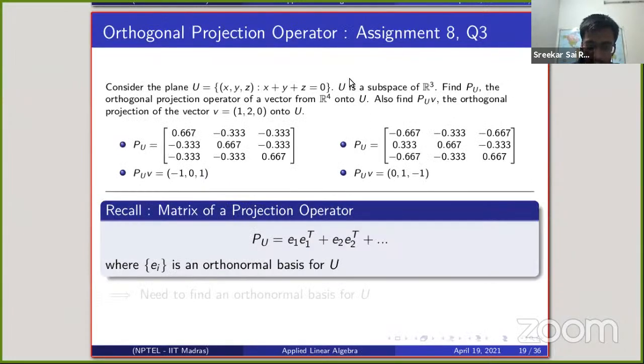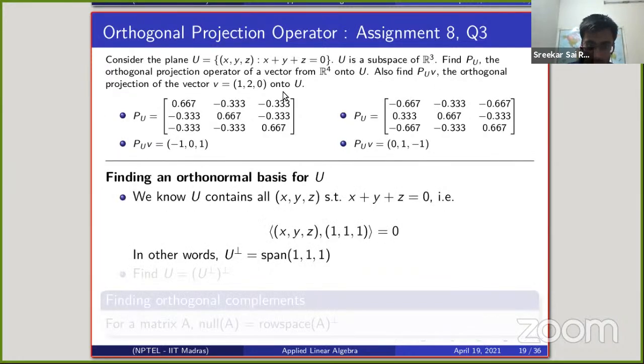Now, let's recall what the matrix of a projection operator can be represented by. If you are able to find an orthonormal basis for U, you can easily find the matrix representation of the projection operator as E1 E1 transpose plus E2 E2 transpose and so on, where Ei is the orthonormal basis for U. So in this question, the only thing we have to do is find an orthonormal basis for the vector space U. After that, everything is quite trivial.